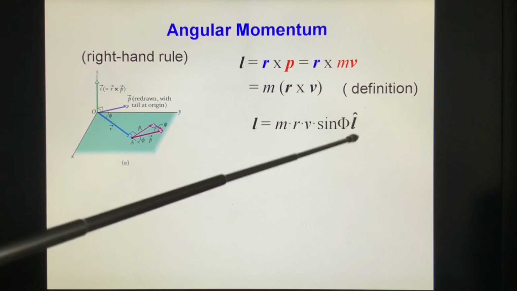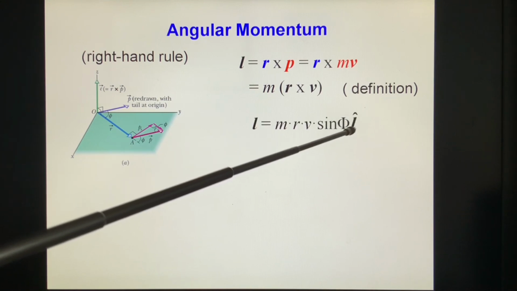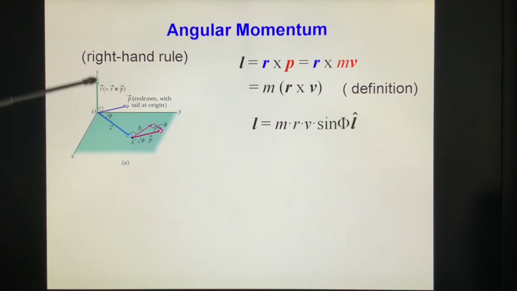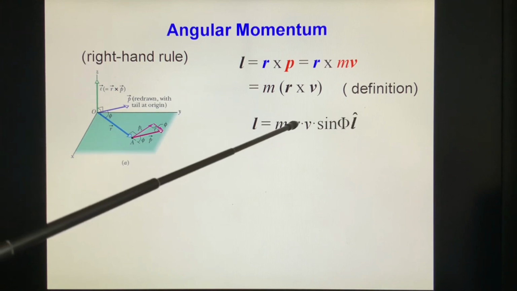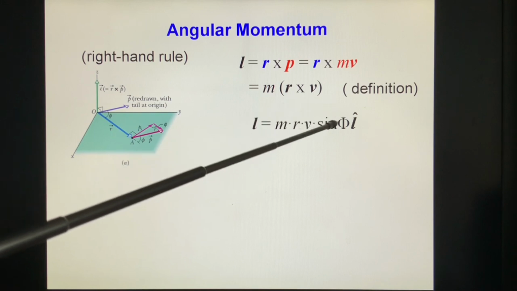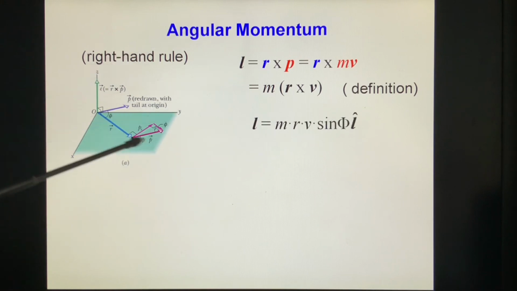We write this one. This is a unit angular momentum along the Z direction in our case. The magnitude is mvr sine phi, where phi is the angle between the velocity and p. Angular momentum equals r cross p. This is r, this is p, and this is the angle phi between them.